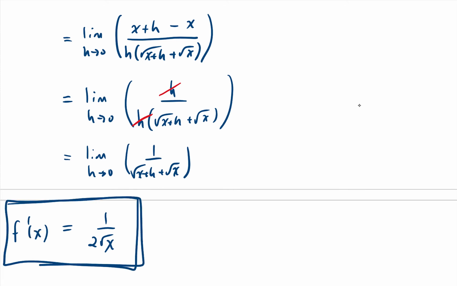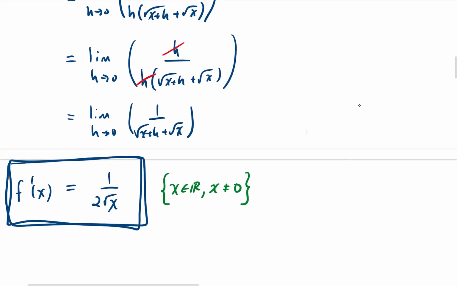Now we can find the slope of the tangent line for any x value where this derivative is defined. So where is this derivative defined? Well, it's defined for all x, except x cannot equal 0. So there is the domain for our derivative.